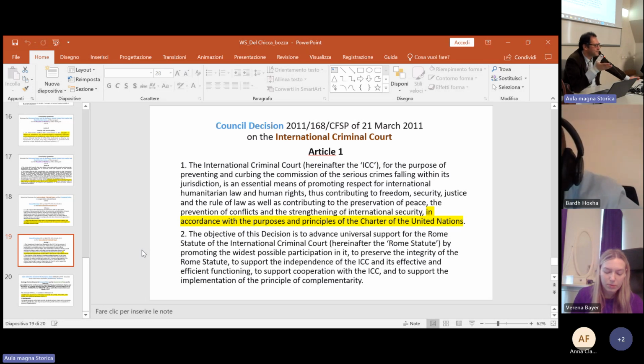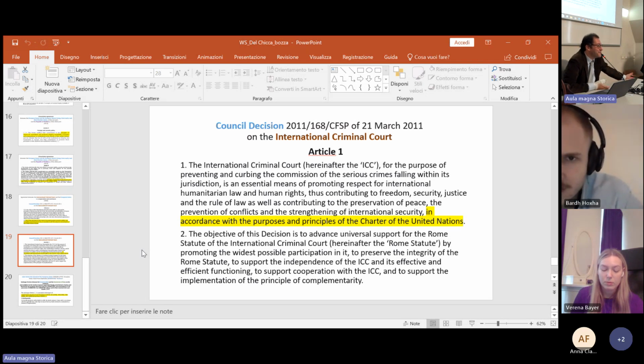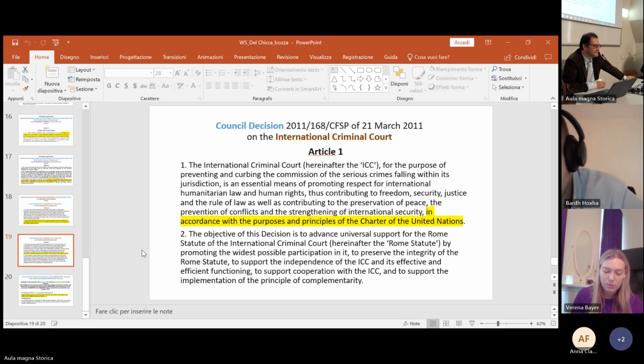After this analysis, you could say, okay, every preamble or every agreement should recall the principles of the United Nations. It's not so. There are also some agreements concluded by the European Union that do not recall at all the principles of the United Nations. Anyway, explicit and implicit, in some way subtle.